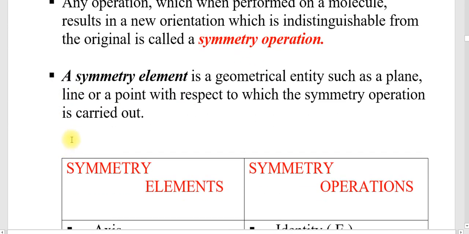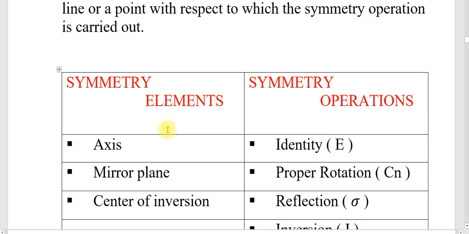Okay. Next, a symmetry element. What is a symmetry element? It is a geometrical entity, such as a plane, line or point, with respect to which the symmetry operation is carried out. Here I will give what all the symmetry operations and the symmetry elements are that can be applied to an orientation.